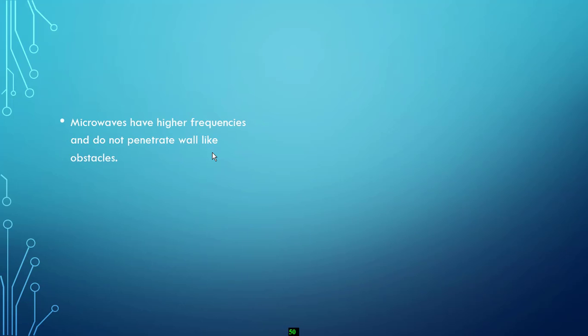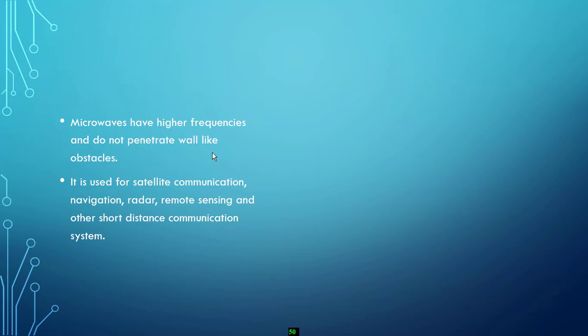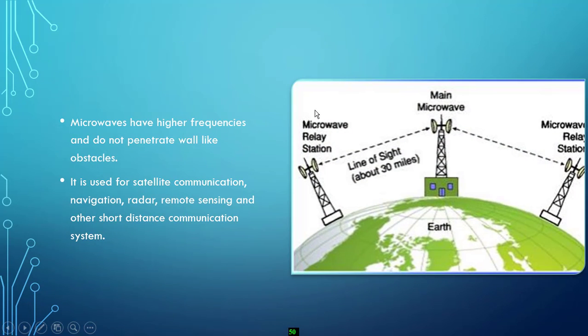Microwaves have a higher frequency and do not penetrate wall-like obstacles. It is used for satellite communication, navigation, radar, remote sensing, and other short distance communication systems. This is an example. You can see the microwave station and main microwave. Both have a line of sight communication, or you can say point-to-point communication. Now see the example of microwave.